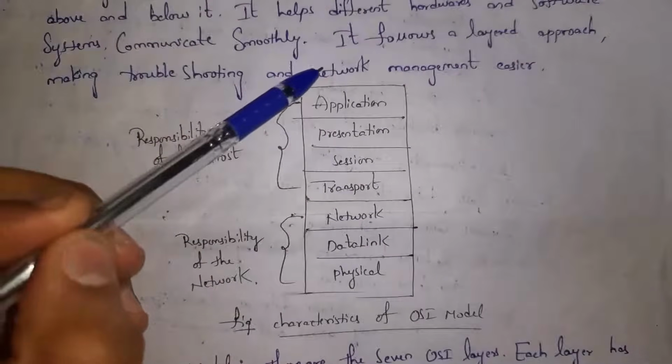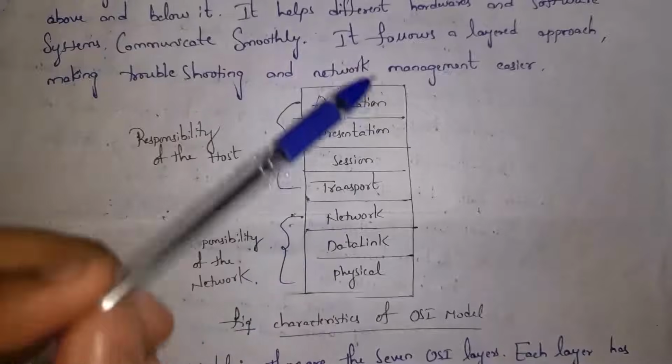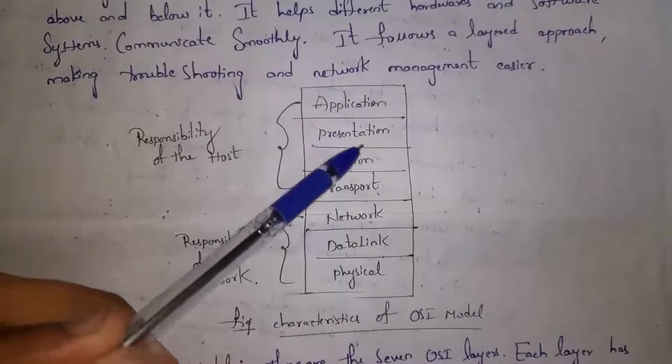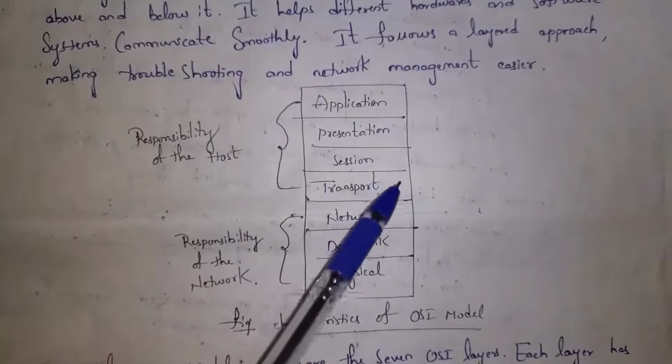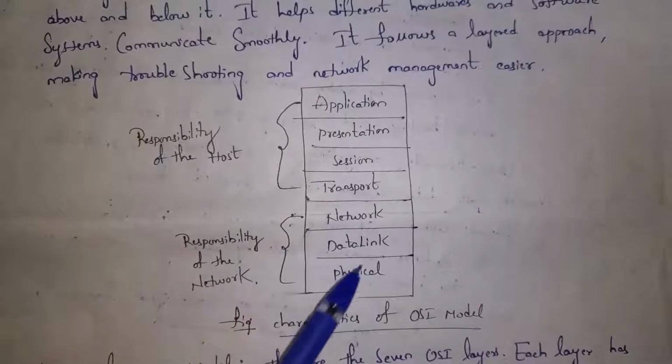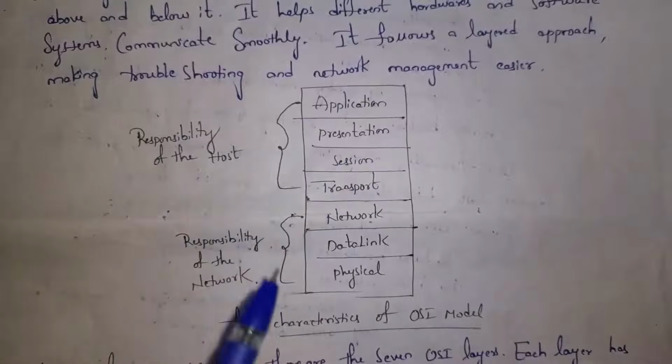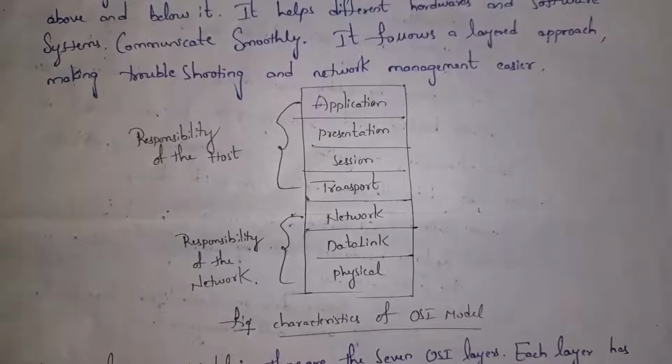These are the 7 layers in the OSI model. Of these, the application layer, presentation layer, session layer and transport layer, these 4 layers are handled by the computer. The computer is nothing but the host, so these 4 layers are handled by the host. Whereas the network layer, data link layer and physical layer, these 3 layers are handled in the network. So these 3 layers are the responsibility of the network.